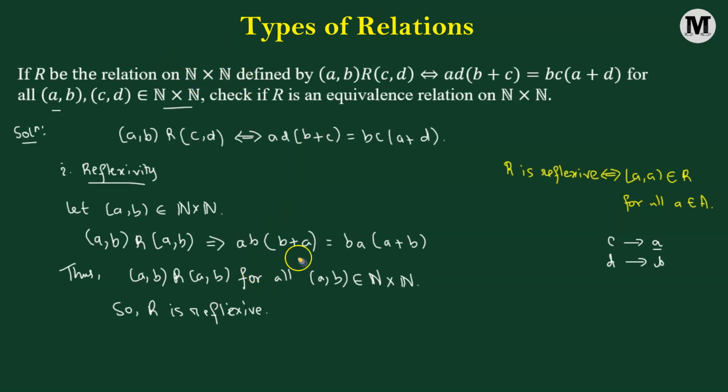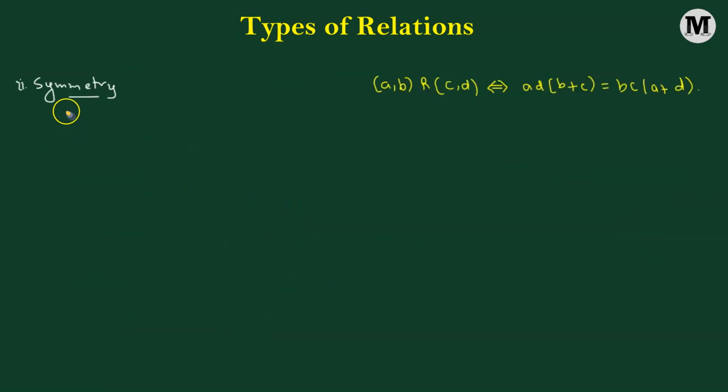Okay, so reflexivity is done. So let's now go to the next type. That means we need to show that the relation R is also symmetric. Now, to check for symmetry, we're going to consider two ordered pairs.